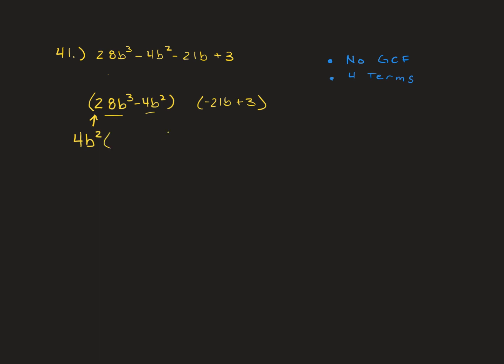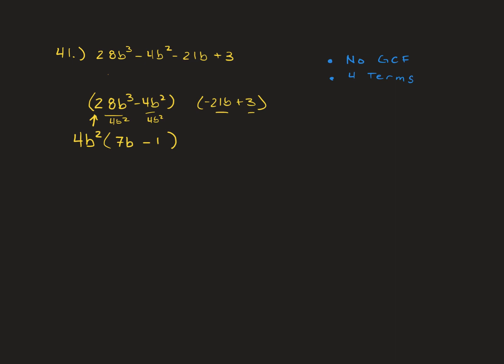In that parentheses, I'm going to say what is left over after I divided each one of these by 4b squared. So the first one, I would have 7b, and then minus 1, because if I divide negative 4b squared by 4b squared, I get minus 1.